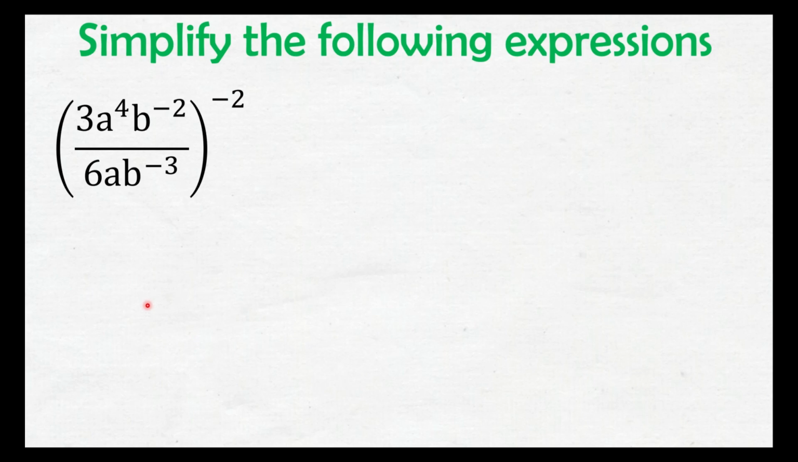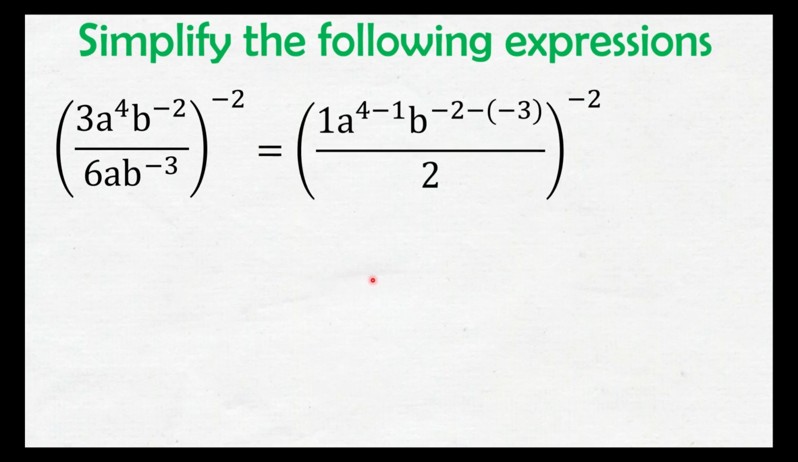Okay, another example, quantity 3a to the 4th, b raised to negative 2, all over 6ab raised to negative 3, raised to negative 2. So, simplify natin yan. Ang ginawa ko dito is, yung 3 over 6, pwede nating i-simplify. So, they are divisible both by 3, diba? So, 3 divided by 3, that is 1. 6 divided by 3, that is 2.